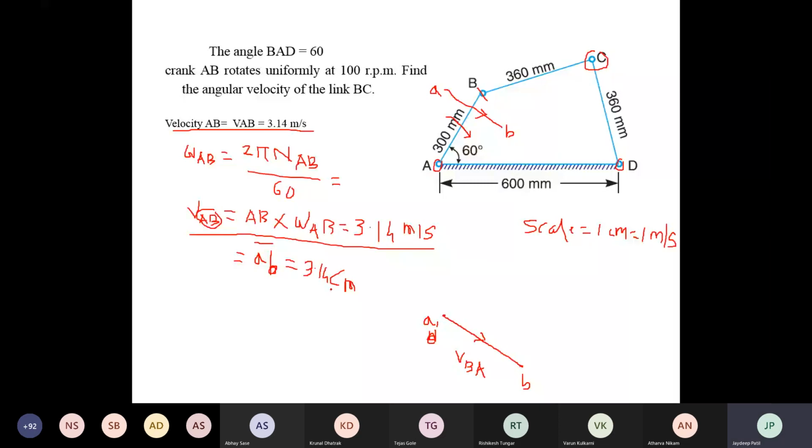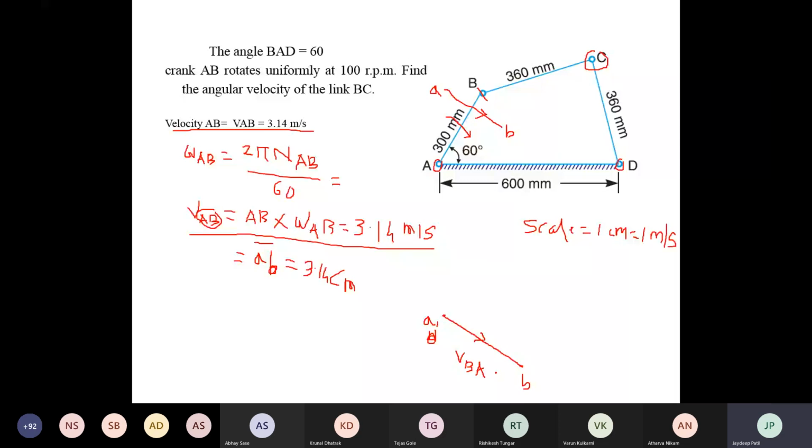We know the magnitude, but how do you find the direction? See, the direction of rotation of the link AB is given as clockwise. You have to draw the first vector AB perpendicular to the link AB in the direction of rotation, and its magnitude is 3.14 centimeter. See in the figure, AB is 3.14 centimeter towards B. The arrowhead indicates towards B, the velocity of B.